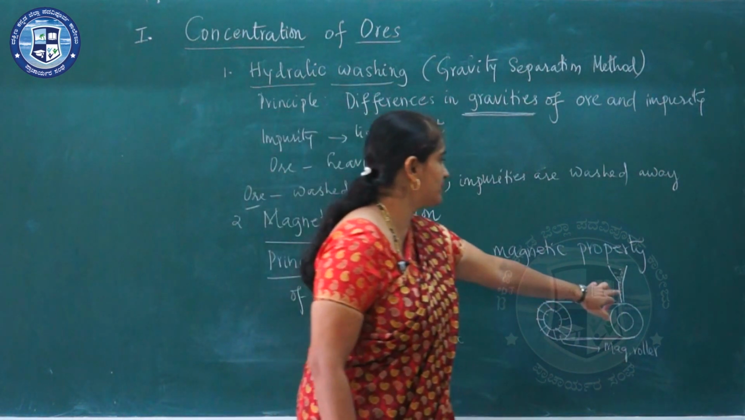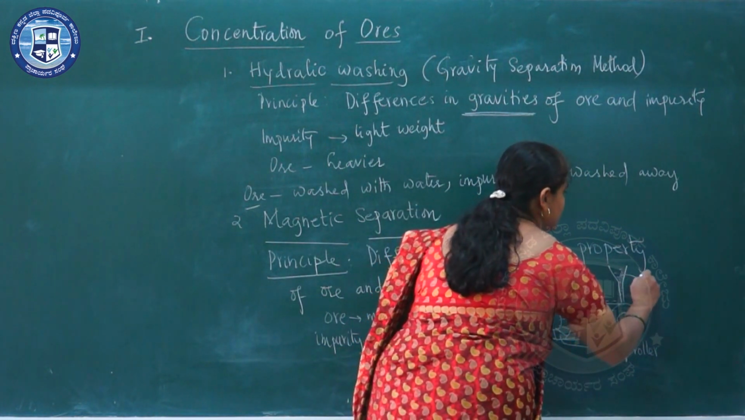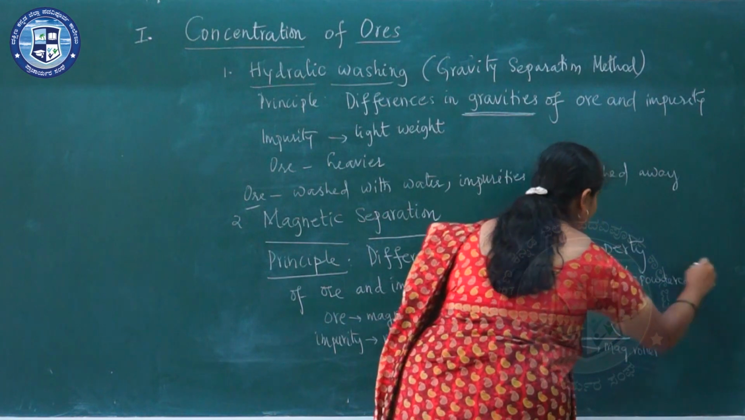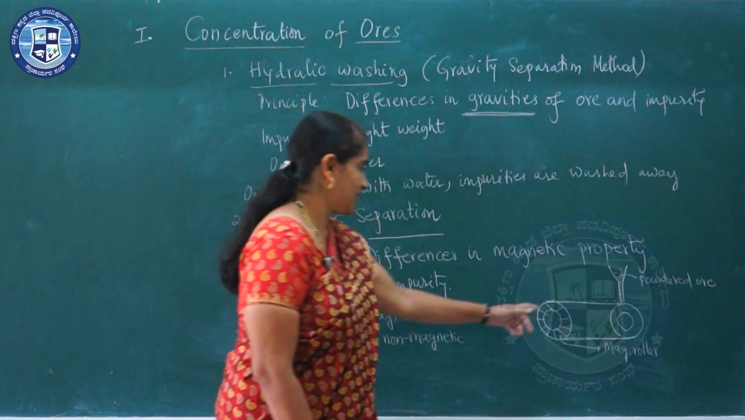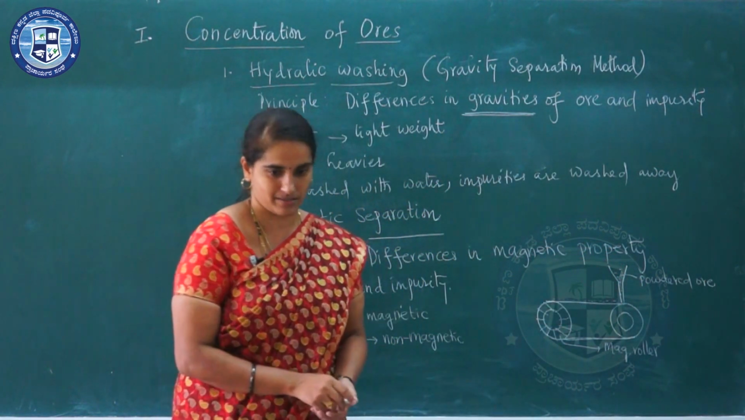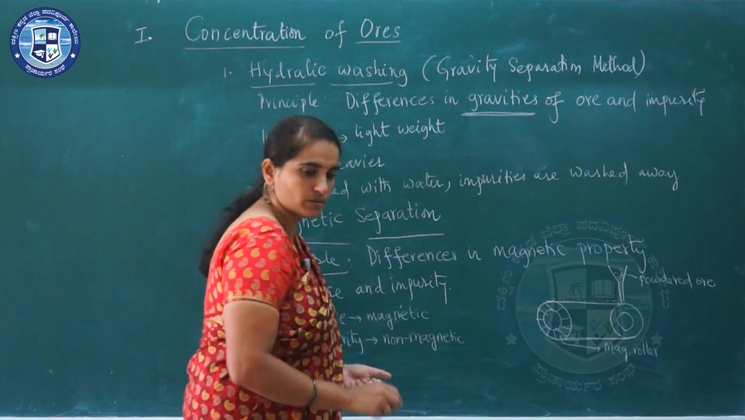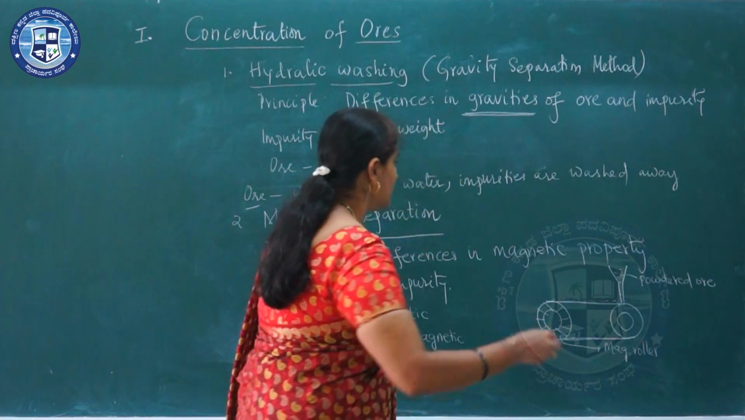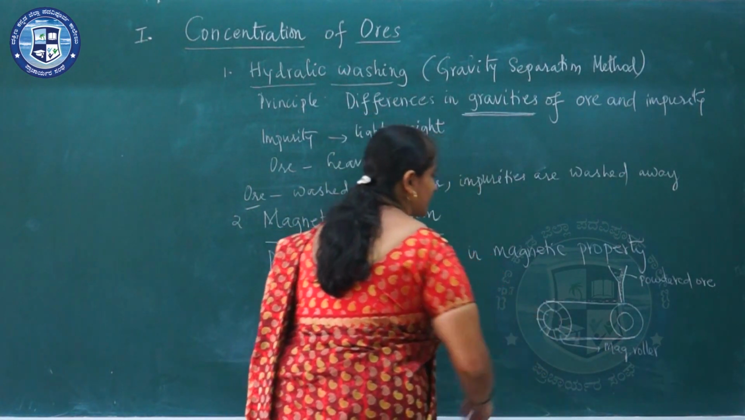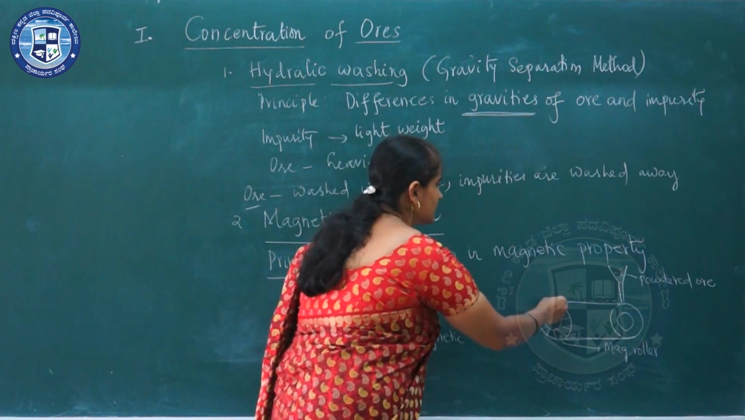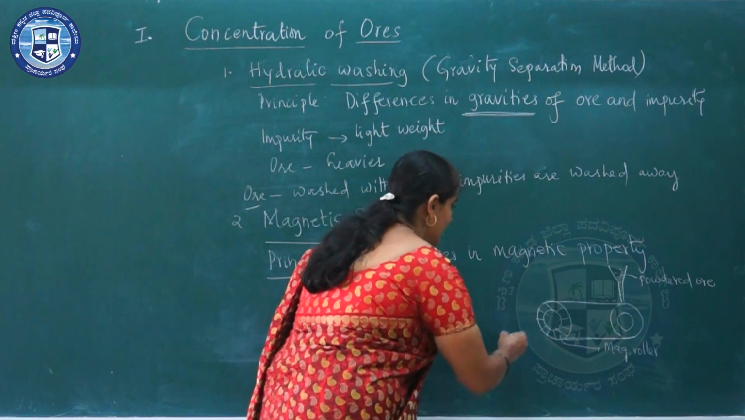Now in this powdered ore, I have everything. So this is my powdered ore. Now once this is fed on to the conveyor belt, what happens? If you just observe carefully, all those impurities are not attracted by the magnet. So once they come along with the belt, they fall down like this.